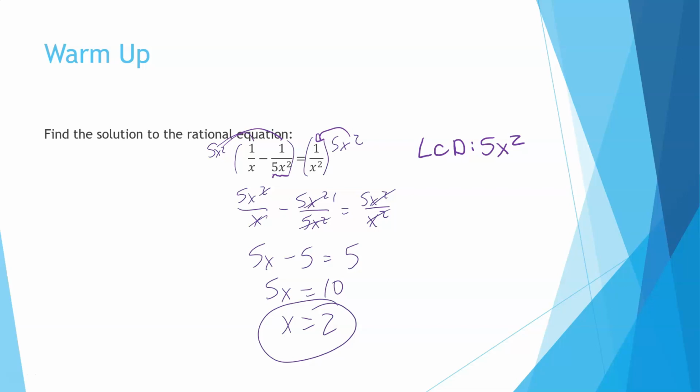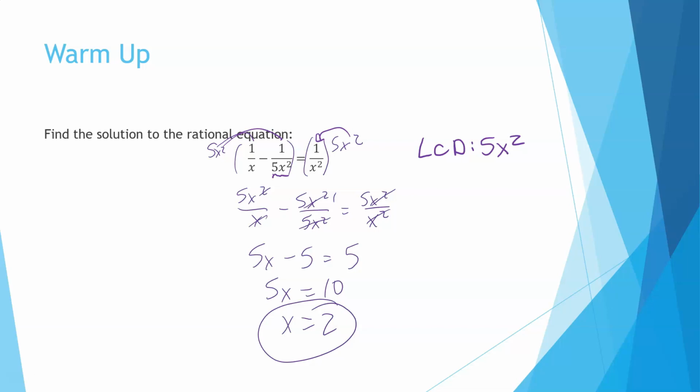So in the first one, just 1 x canceled, so I was left with 5x minus. In the second one, the x squared canceled, so I was left with 5. And in the third fraction on the right-hand side, I also was able to just cancel the x squared, so I was left with 5. Once I got there, I added 5 to both sides, got 5x equals 10, and finally divided by 5 to get x equals 2. Okay, so that's a review of what we did yesterday.